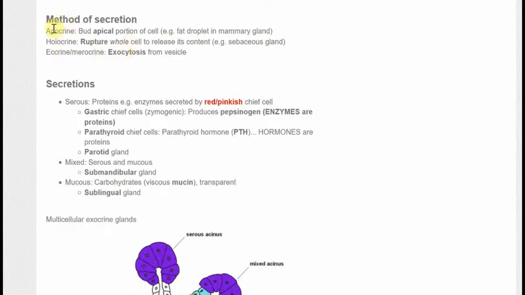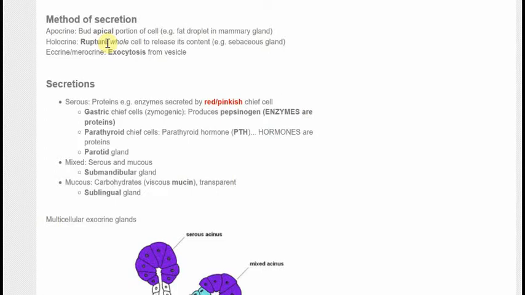How I remember this is apocrine, apical; holocrine is like a rupture; eccrine, exocytosis. The apocrine method is found in the mammary gland, where it secretes milk. Holocrine, in other words rupture of the whole cell, is found in the sebaceous gland to secrete sebum.